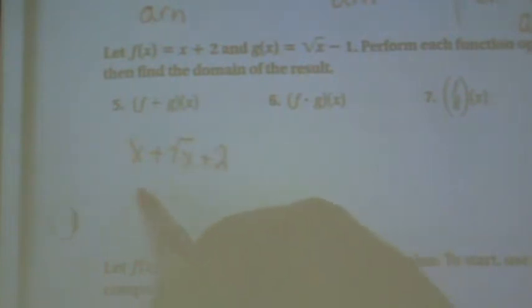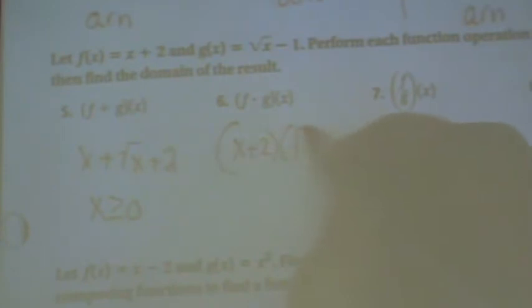For the next set, 5, you're asked to add these two functions. If you add f and g, you should just get x plus the square root of x plus 2. And your domain is all real numbers, except they have to be numbers greater than or equal to 0, because you can't have a negative. So x must be greater than or equal to 0.